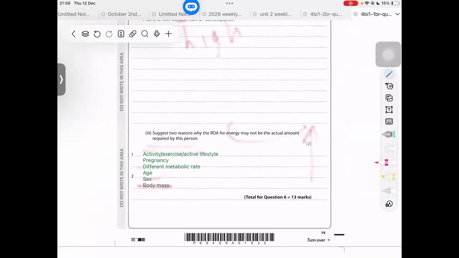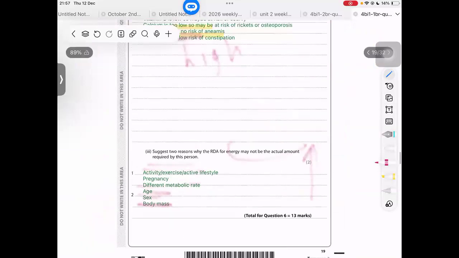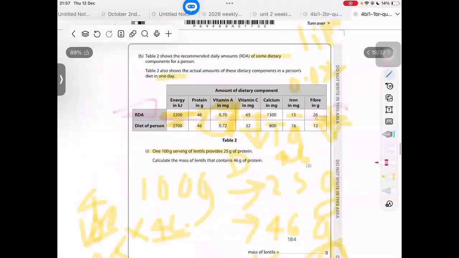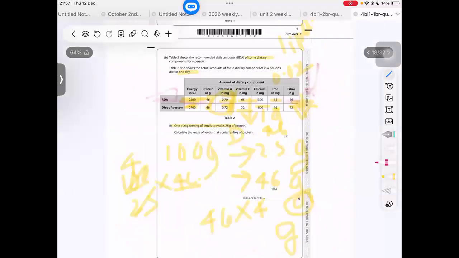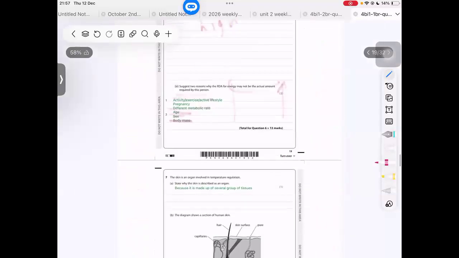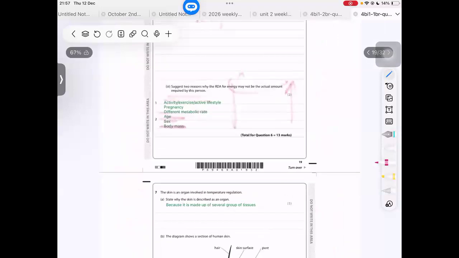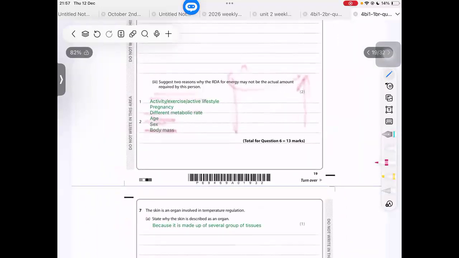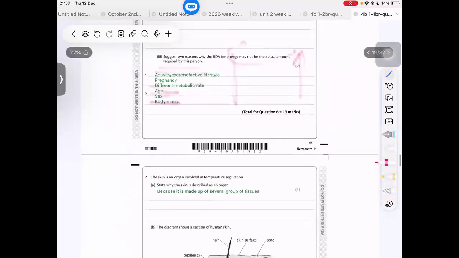And also some people have different metabolic rates. No matter how much you are eating, sometimes you can be thin. That's because you have an increased metabolic rate in your body. So people with different metabolic rates require different amounts. And also age. Sometimes for small people, it's not the required amount that they need. For growing people, they sometimes need more than this. So it could change, right? So if you have suggested any 2 of the answers that they have given, you get 1 mark for each. You get 2 marks.